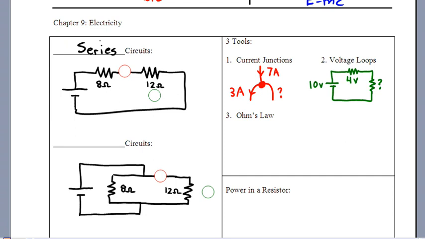And for a series circuit, that's when all the resistors are in a line. And you're going to find that in that particular case, the current is definitely going to be the same for both of them. I'm going to put a little ammeter in here. And that current would be identical for both the 8 ohm resistor and the 12 ohm resistor.